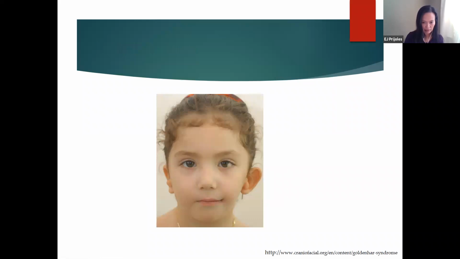And this is just a picture of a child who has Goldenhar. And as you can see, she has this epibulbar dermoid, as well as the ear anomaly with this protrusion of the ear and the ear tag, as well as mandibular hypoplasia on the left, or on her left, I should say.